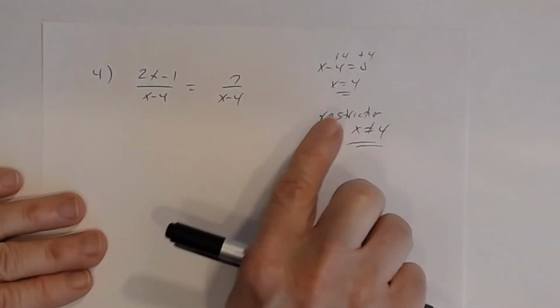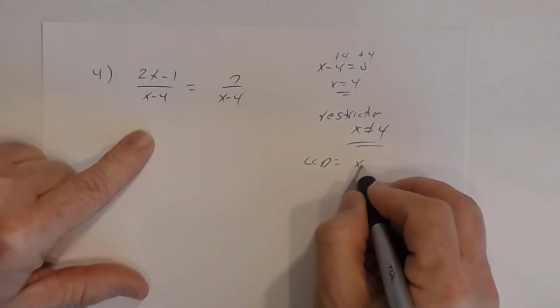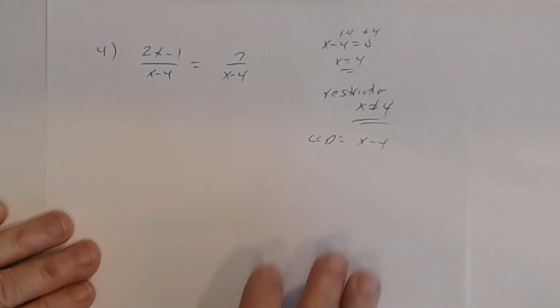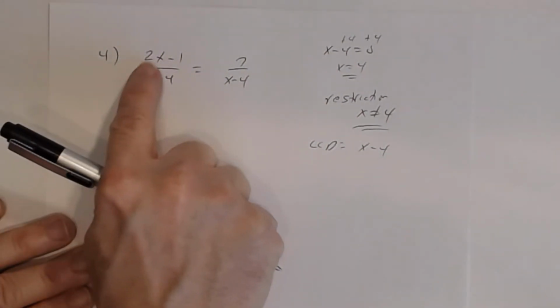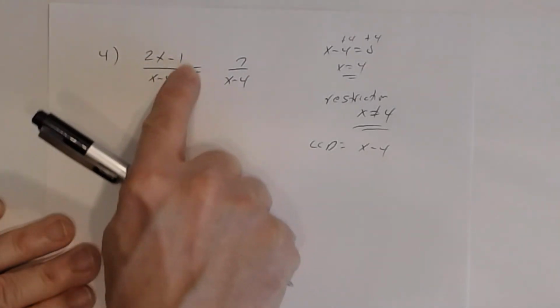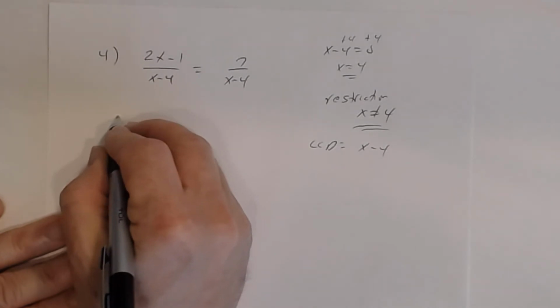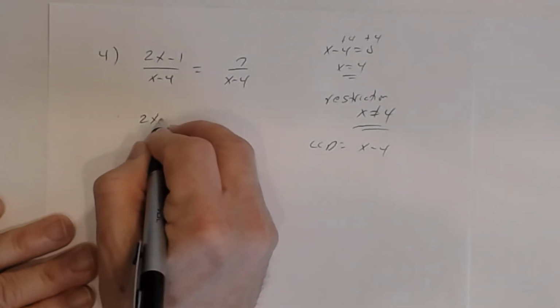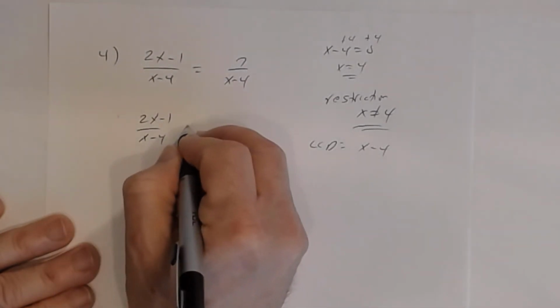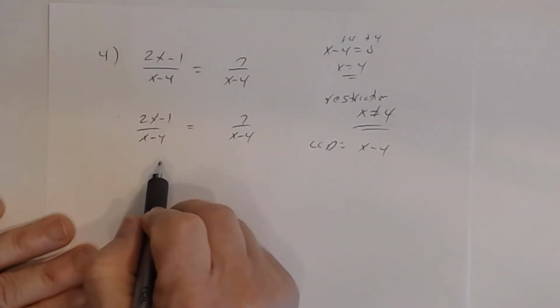Okay, now once you find, now we got to find the LCD. So your LCD is going to be just x minus 4. Now once you find your least common denominator, you're going to multiply both sides by the least common denominator. But I want to remind you, that's only one fraction, so I don't need to put that in parentheses. So I'm going to rewrite this over, 2x minus 1 divided by x minus 4 equal, and then 7 divided by x minus 4. So I just rewrote the original problem over.